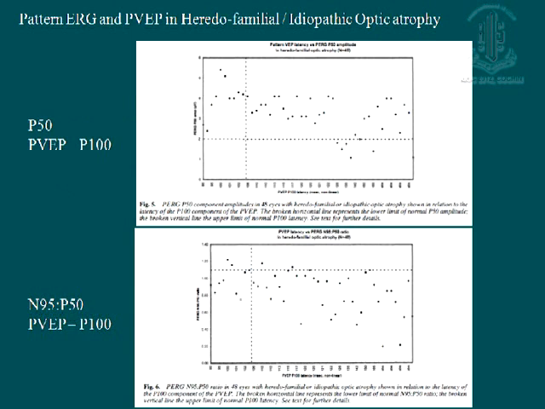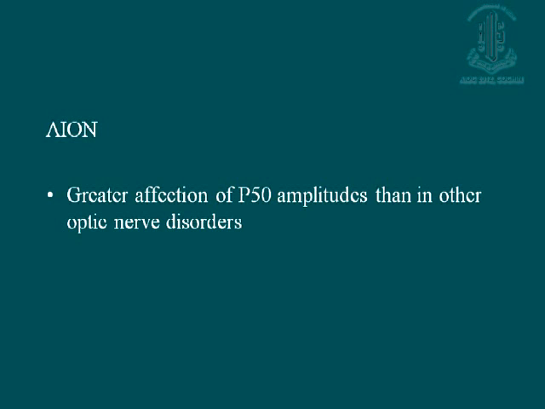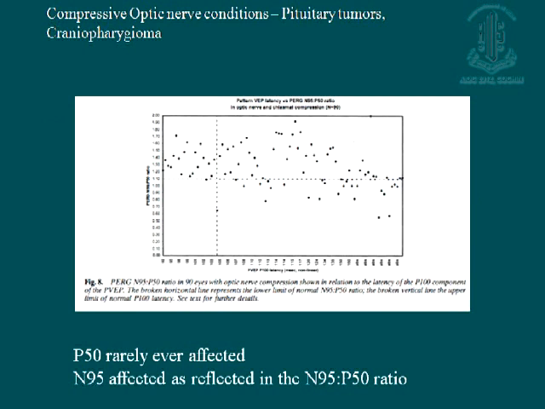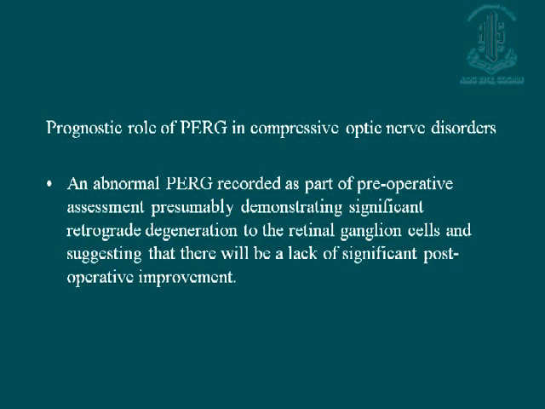The same thing more or less happens in other optic atrophies, familial optic atrophies, where you have normal P50 and a delayed P100, and the ratio is reduced in these cases. AION is said to affect P50 amplitudes a little more than other optic nerve disorders. Compressive disorders, again you see similar values, and pattern ERG is said to have some kind of a prognostic role. We don't use it so often, but it is said that if pattern ERG is abnormal, if the P50 component is abnormal, that means there has already been a retrograde damage. So it's unlikely the patient is going to recover after the neurosurgical procedures.